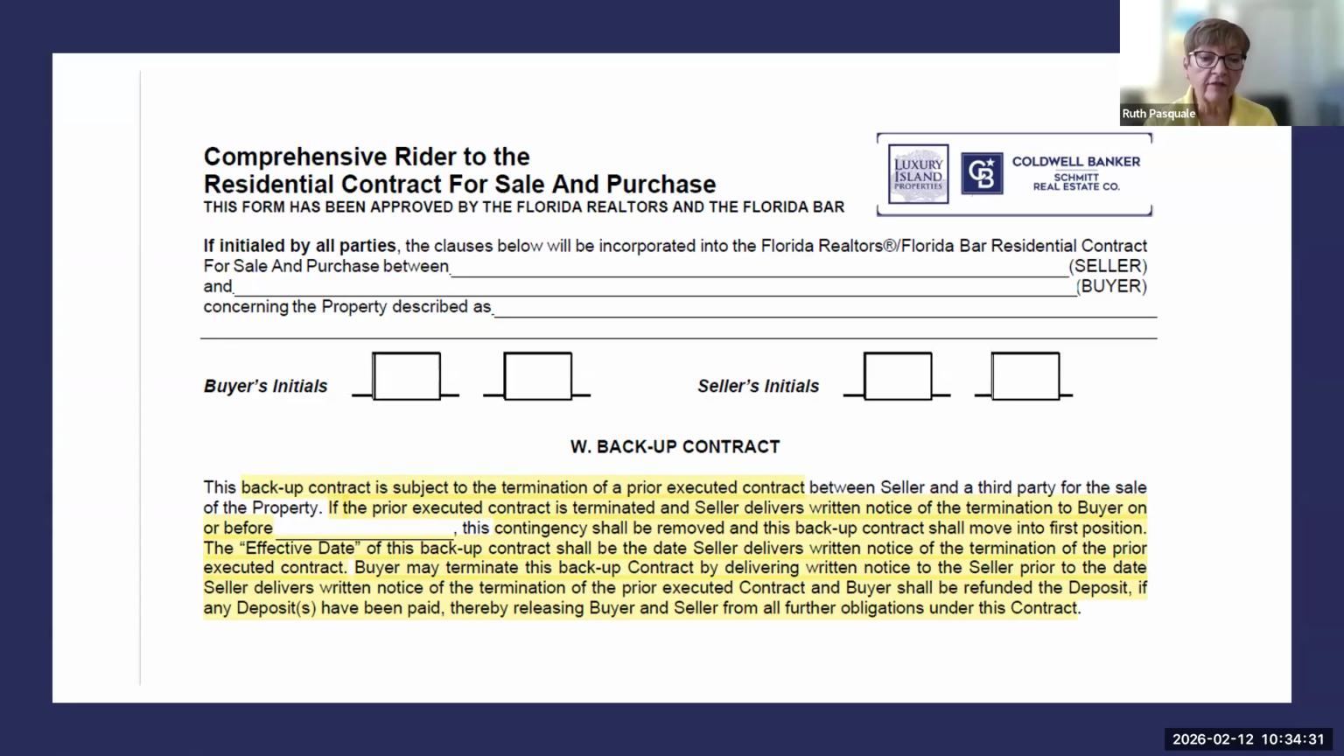The effective date of the backup contract then becomes the date that the seller delivers that written notice of termination. So if you get the release and cancellation today, today is the effective date of the contract, not the date that's on the release and cancellation. I just went through this the other day. It's the date that the seller delivers it, not the date of the actual release and cancellation. So now the buyer is in first position.